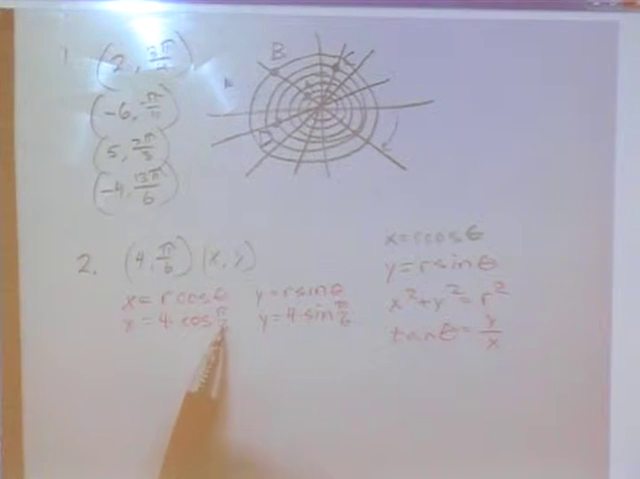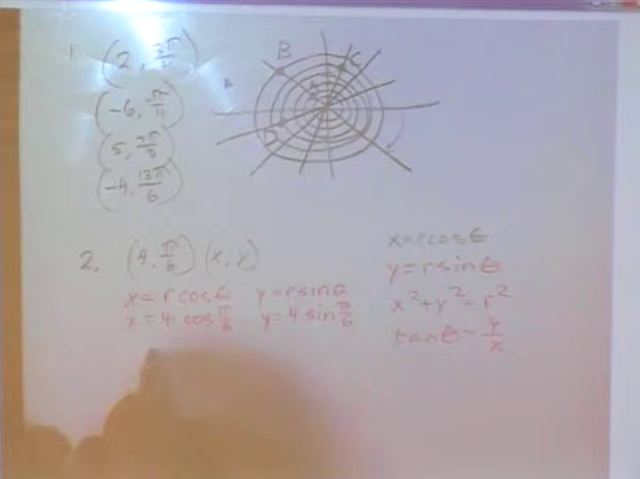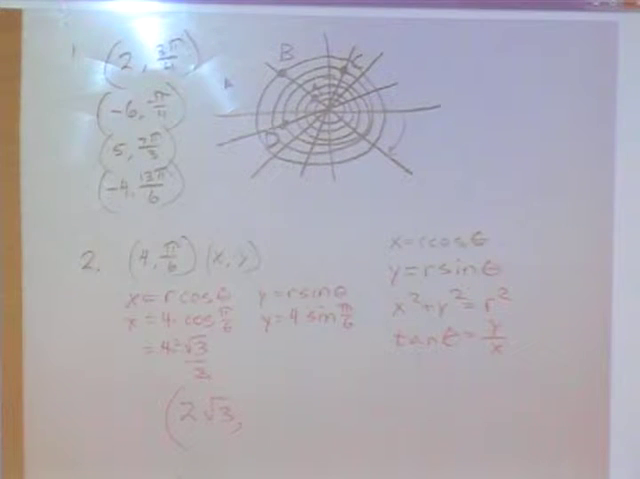So pi over 6 is a 30-degree reference angle. And what is the x value at 30 degrees? What's the x value? Radical 3 over 2. So I'm going to take 4 times radical 3 over 2. That reduces to 2 radical 3. That is my x value of my coordinate.